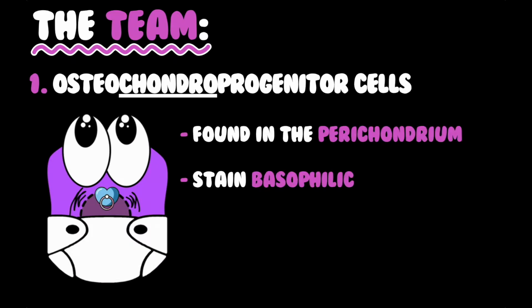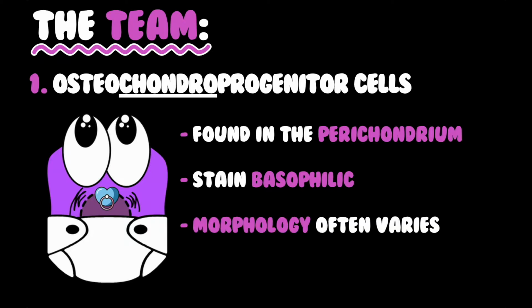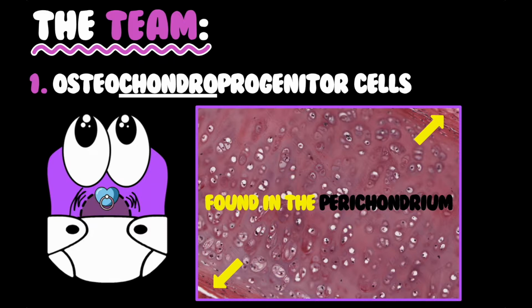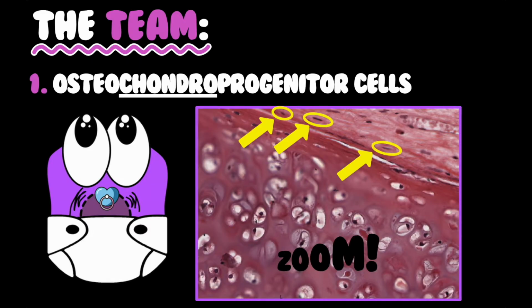They stain basophilic, and their morphology often varies. Here we found them in the perichondrium, in the outer edges, and if we zoom in, we see our osteochondral progenitor cells with varying morphology.